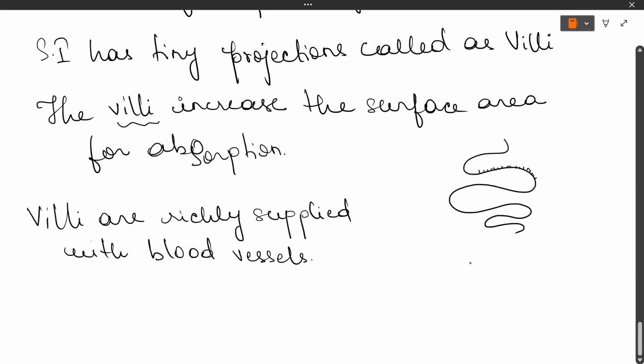Blood is present everywhere in our body. So, since the villi are richly supplied with blood vessels, as soon as they absorb the nutrients and the digested food, they give it to the blood, and finally the blood circulates it all through the body. Is it clear? Now this is the mechanism by which the food is finally absorbed in the body, and then transported to each and every cell.